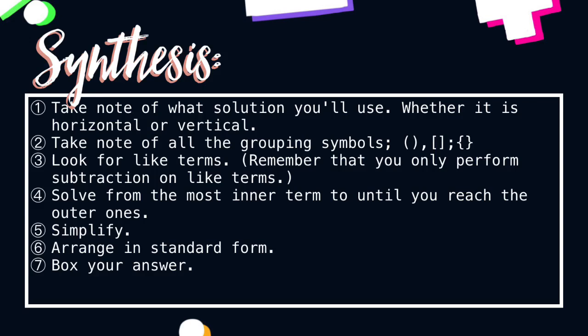And finally, the synthesis. Take note of what solution you'll use, whether it is horizontal or vertical. Take note of all the grouping symbols. Look for like terms and remember that you can only perform subtraction on like terms. Solve from the most inner term until you reach the outer ones. Simplify, arrange in standard form, and box your answer.